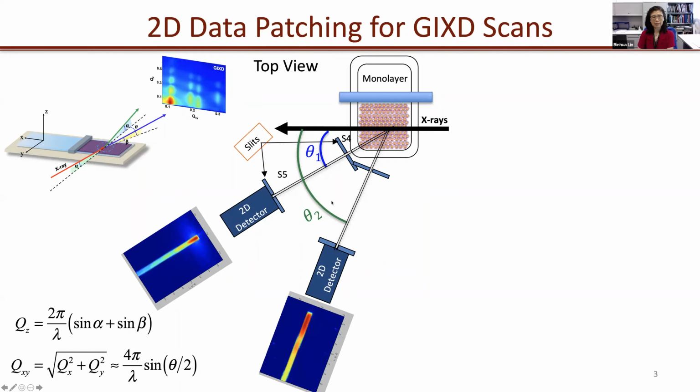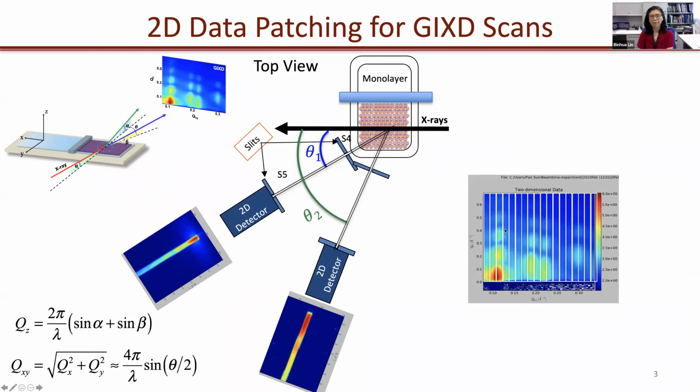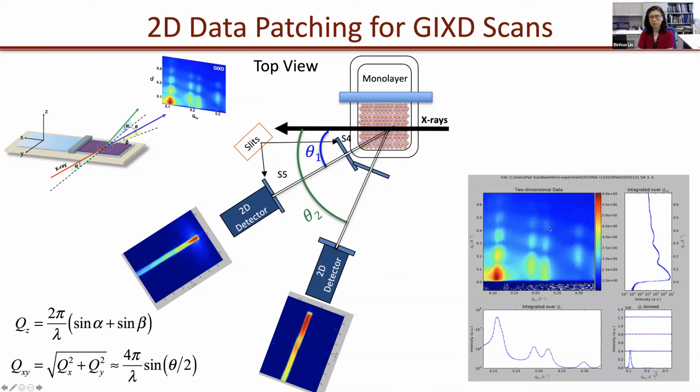So after you've done this, collecting a set of 1D GID data, you combine them together by simply placing them next to one another. There's no patching and no scaling factors involved here. And with some image massage, we finally present you with this pretty 2D GID pattern.